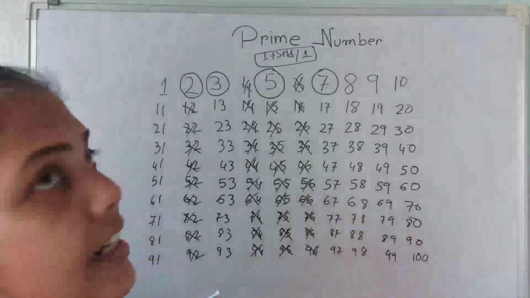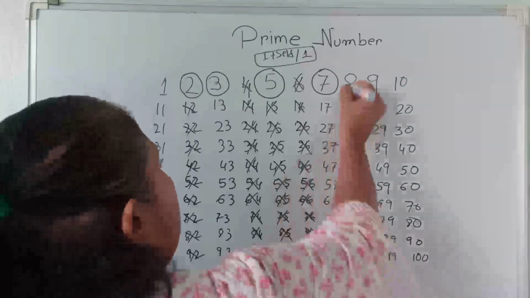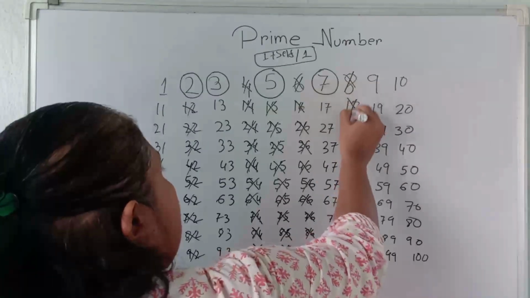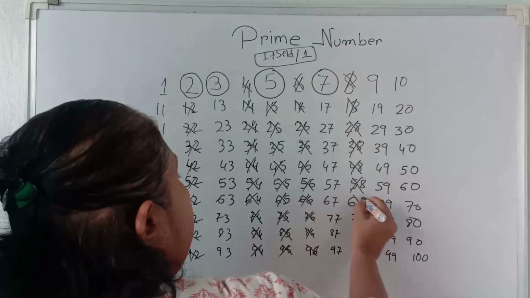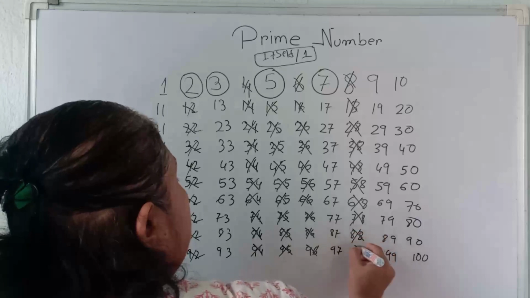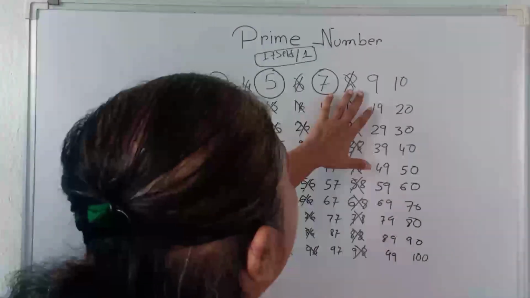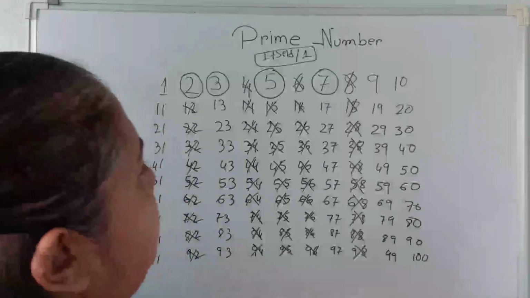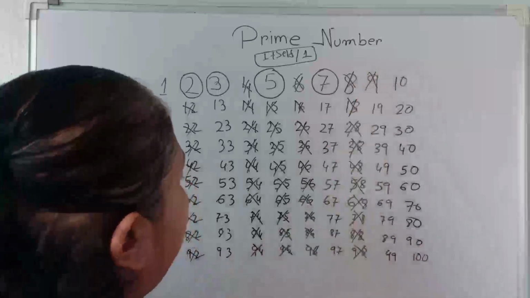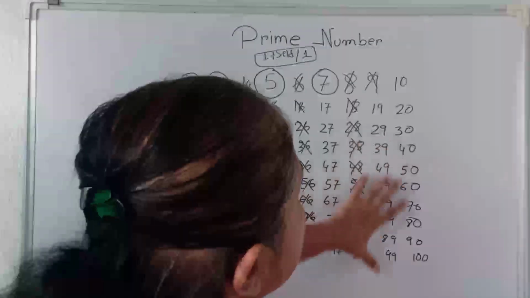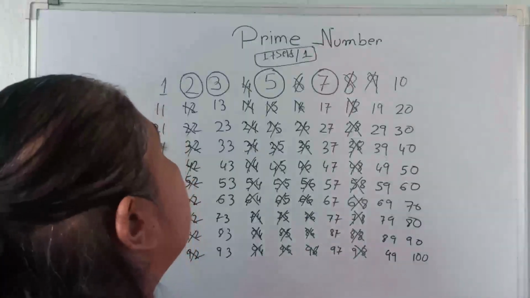Okay, 8. 8 is completely divisible by 2, and whatever numbers end with 8 are also completely divisible by 2. So just cross all the numbers that end with 8. They are not prime numbers. Now 9. 9 is not a prime number. We can divide 9 by 3. But maybe the numbers that end with 9 can be prime numbers.